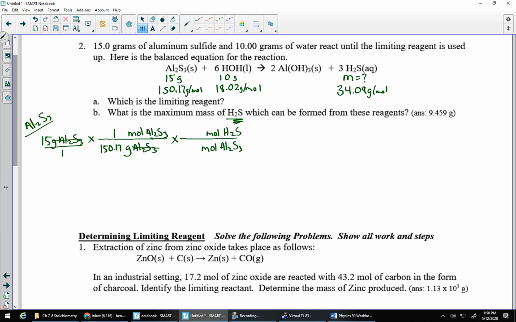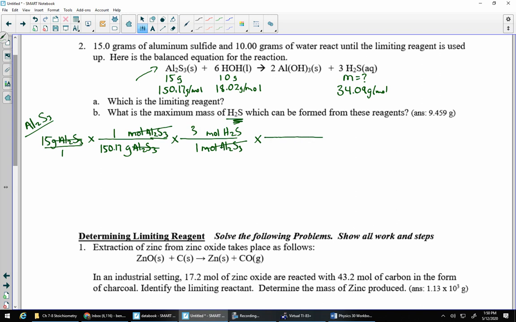Awesome. I just got to look at the mole ratio. It looks like there's no number in front of the aluminum sulfide, so that's a 1, and there's a 3 in front of the hydrogen sulfide, so a 3-to-1 mole ratio, and the aluminum sulfide cancels. Perfect. Okay, next step is if I'm looking for mass, like I could stop here and figure out my limiting reagent, but I might as well take it one step further and just figure out the mass. Whichever one gives me less mass is going to be my limiting reagent.